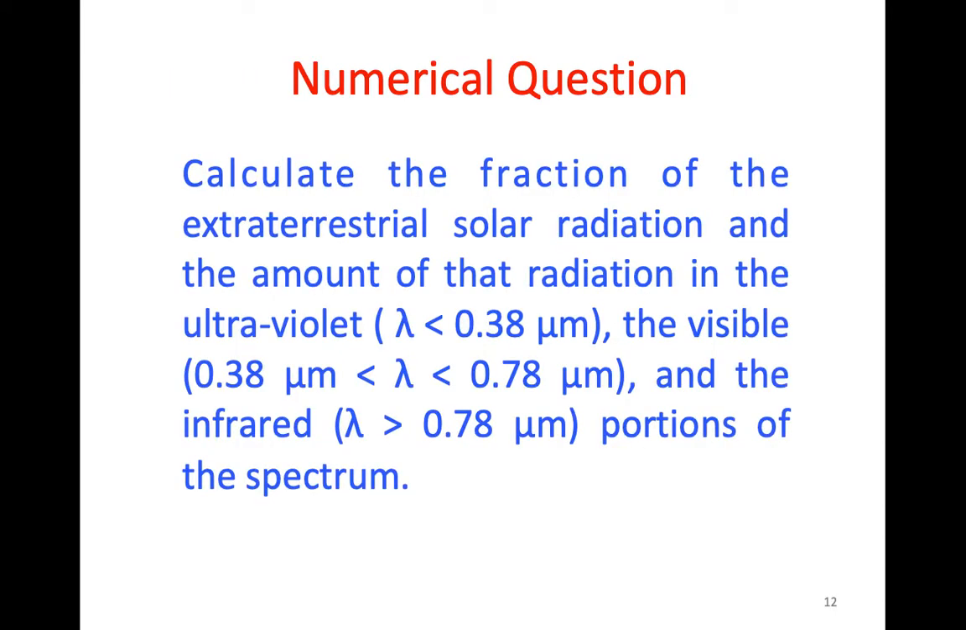Now, based on the work that we have performed, a numerical question can be attempted. Calculate the fraction of extraterrestrial solar radiation and amount of that radiation in the ultraviolet, visible, and the infrared portion of the spectrum. One hint that I can give you is that use the tables that are provided in the previous slides.